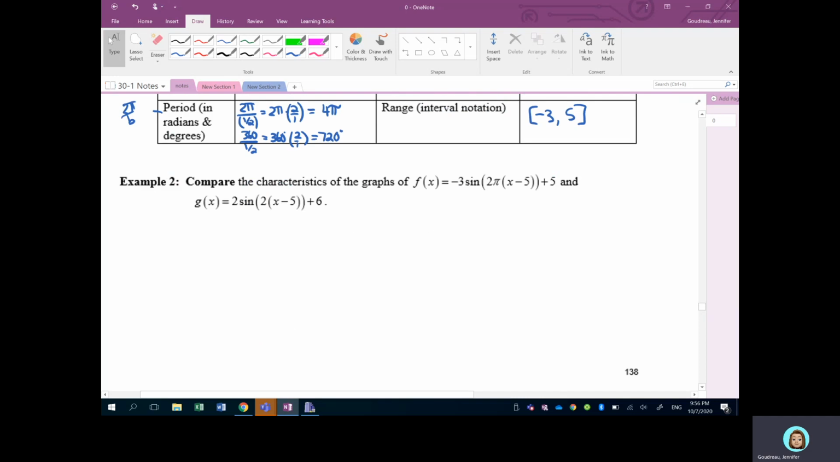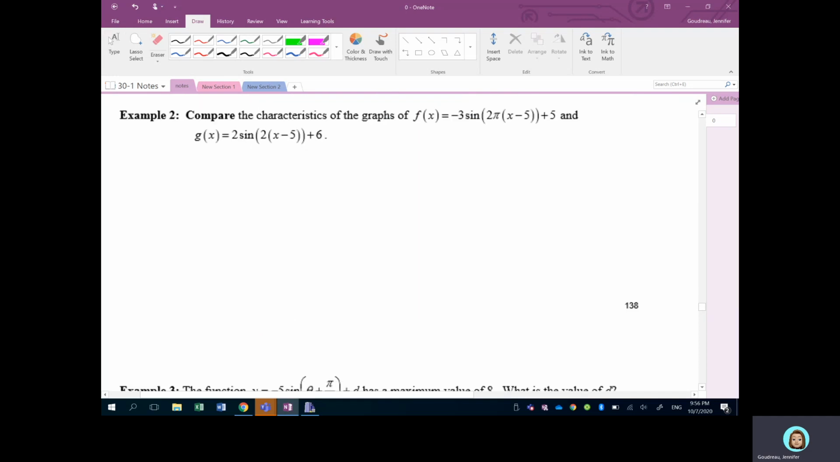Let's look at example 2. Example 2 says compare the characteristics of the graphs f at x, which is -3 sine 2 pi x minus 5 plus 5, and g at x, which is 2 sine 2x minus 5 plus 6.